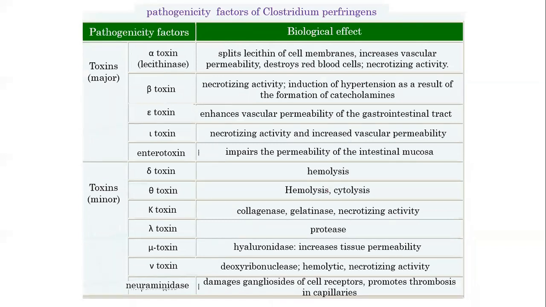Pathogenicity factors. The main factors of Clostridia pathogenicity are exotoxins and aggression enzymes. Different types of Clostridium synthesize a different set of exotoxins. These exotoxins have hemolytic, necrotizing, and lethal effects. Enzymes of aggression such as lecithinase, DNase, hyaluronidase cause tissue breakdown.